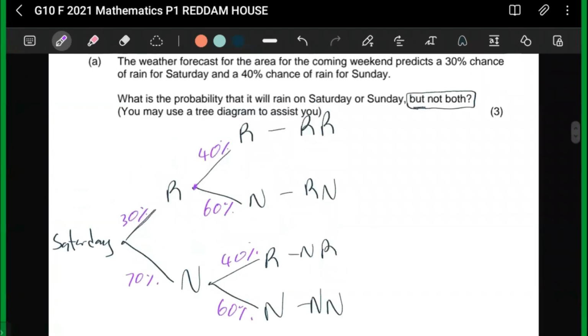So what you need to do for yourself is your outcomes here will always be equal to your probabilities multiplied by each other. So for example, raining and raining is the 40% times the 30%. And then you do the same for all the others here. Not raining and then raining. These are your different probabilities. And then here, not raining multiplied by raining.